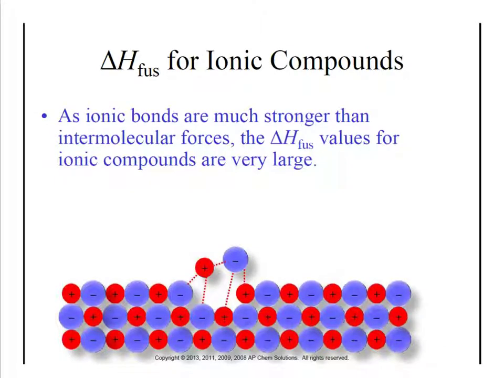Now if we compare the last slide, which was looking at dipole-dipole, to an ion-to-ion bond, they're going to have much higher melting points, and the reason for that is because the intermolecular forces that are holding them together are much stronger. This is why something like water melts at 0 degrees Celsius, but something like sodium chloride melts at 1,000 degrees Celsius. It's going to take a lot more energy to sever the intermolecular forces in an ionic compound than it does in a regular or polar compound.